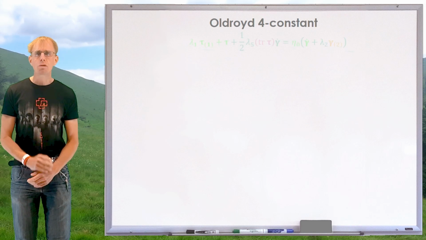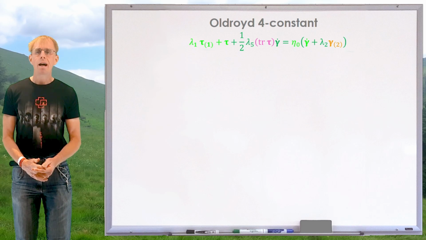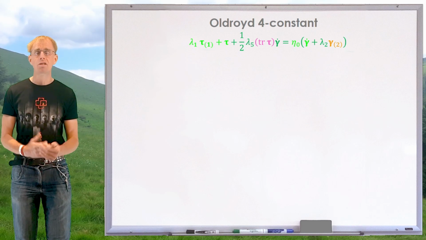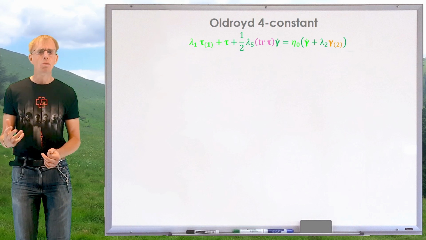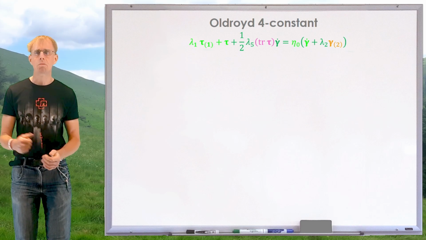So the Oldroyd 4 constant model is a simpler version of the Oldroyd 8 constant model, and it's written as shown there on the board. So we can see a couple of things automatically. On the left-hand side, we've got one or two terms that look a little bit like upper convected Maxwell. We've got that lambda 1 tau 1 term, and we've got plus tau.